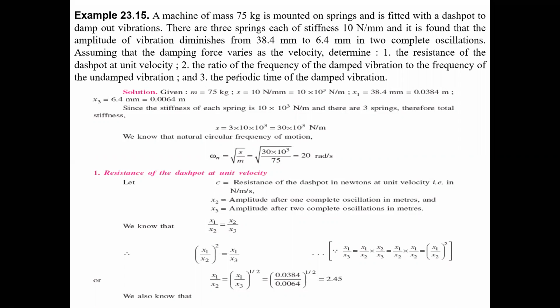From the problem description, you have to write the given values. Those are m equals 75 kg and S is 10 Newton per mm. So that is converted into meters: that is 10 into 10 cube Newton per meter. And the x1 value is 38.4 mm. That means 0.0384 meters.